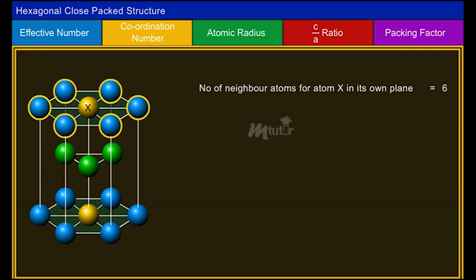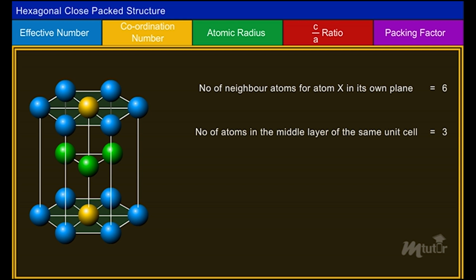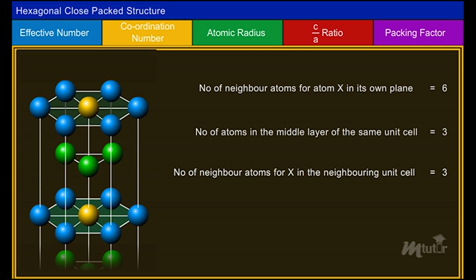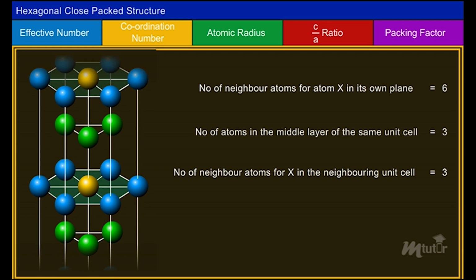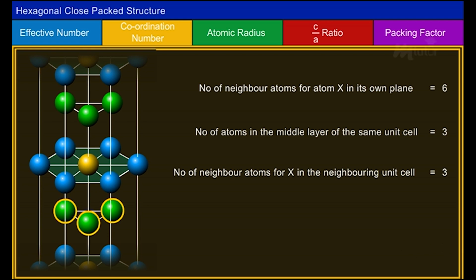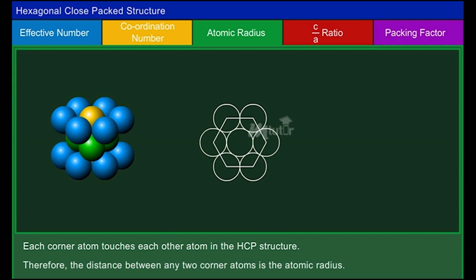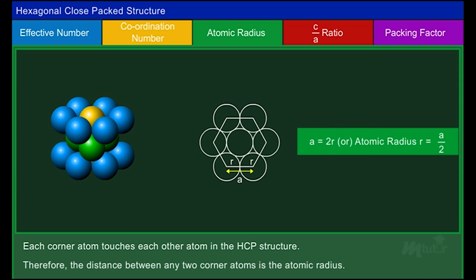This atom will have 6 neighbors in its own plane. We also have an atom X connected to 3 more atoms in the same unit cell, as well as 3 more atoms in the neighboring unit cell. We know that each corner atom touches each other atom in the HCP structure. Therefore, the distance between any 2 corner atoms is the atomic radius. Now, we have A is equal to 2R, that is, the atomic radius is equal to A upon 2.